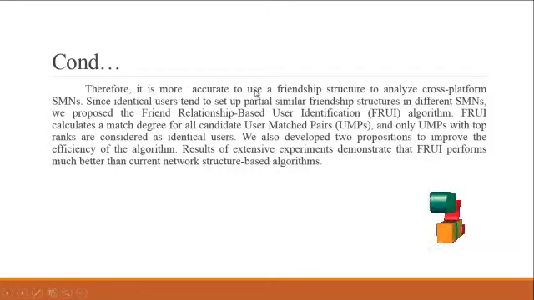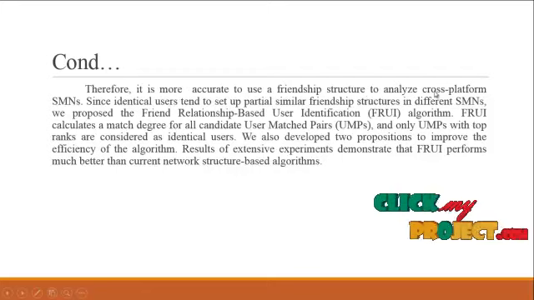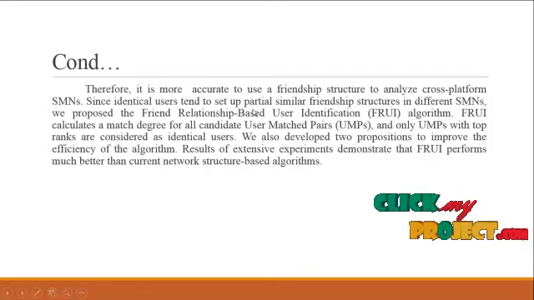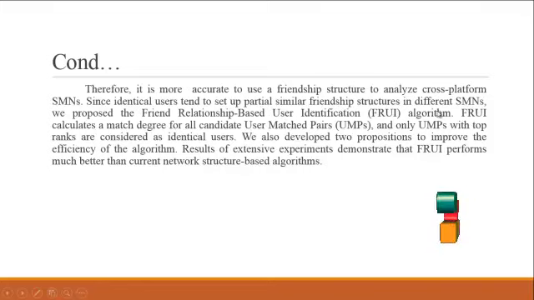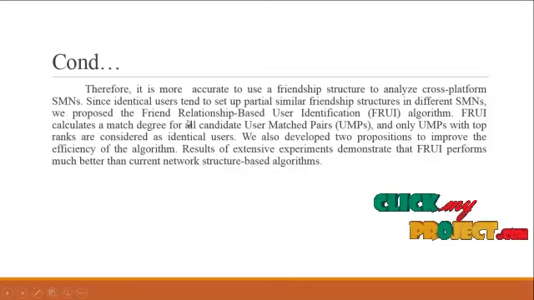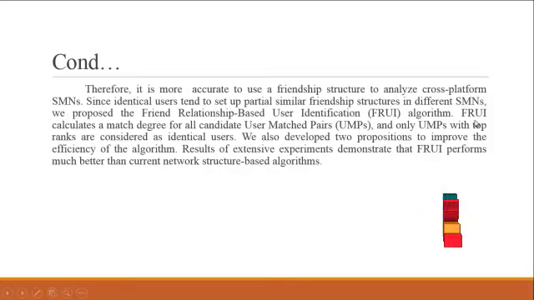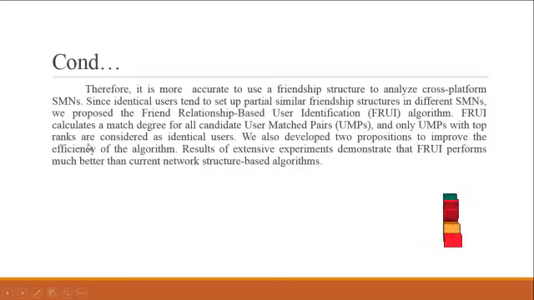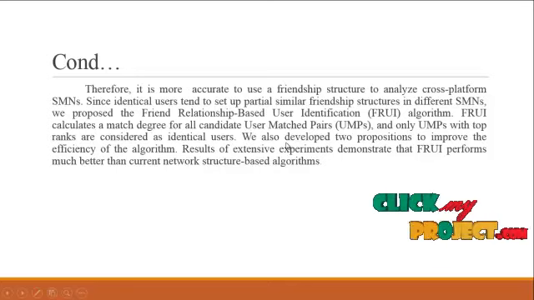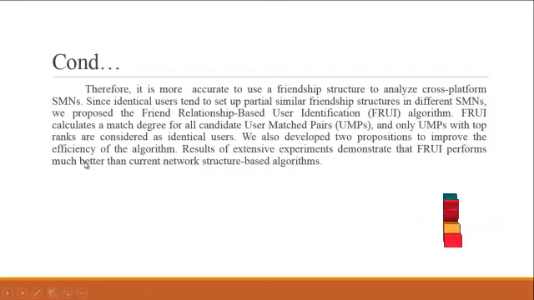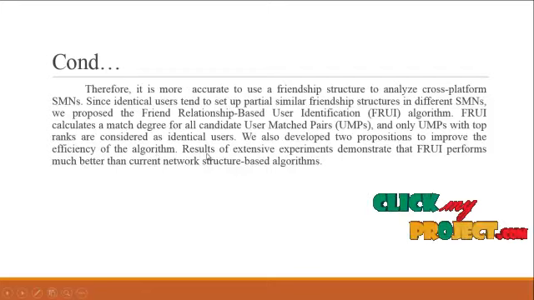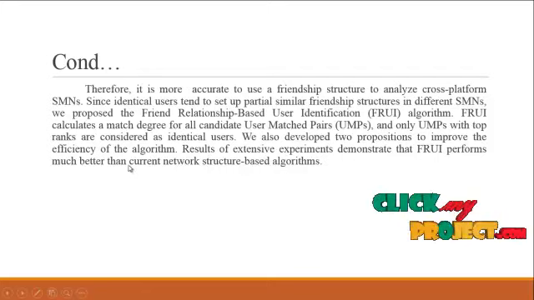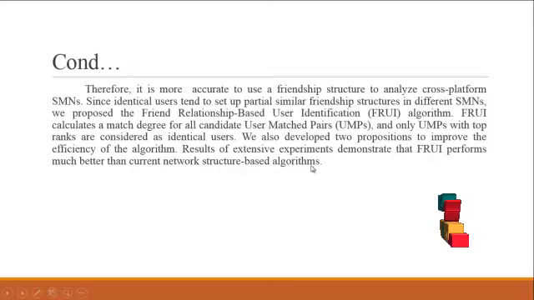Therefore, it is more accurate to use the friendship structure to analyze cross-platform SMNs, since identical users tend to set up a partially similar friendship structure in different SMNs. We propose the friend relationship based user identification algorithm, FRUI. FRUI calculates the matching degree of all candidates, and only candidates with the top ranks are considered identical users. We also developed two propositions to improve the efficiency of the algorithm. Results of extensive experiments demonstrate that FRUI performs much better than current network structure-based algorithms.